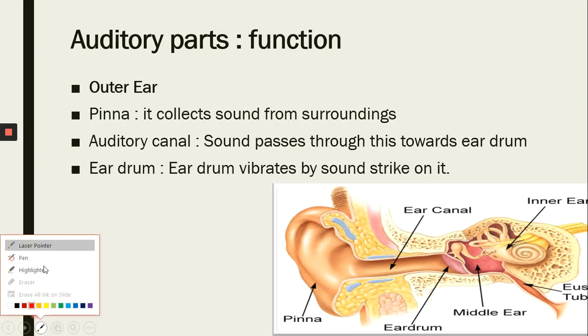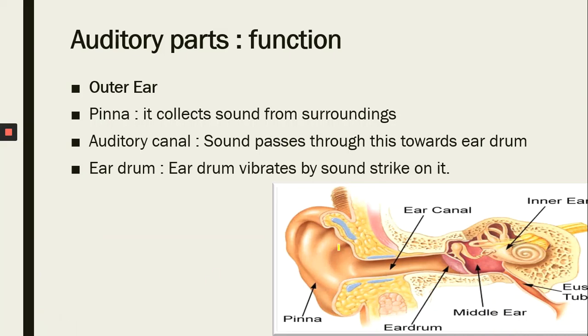So let us discuss it one by one. First is the outer ear. As discussed, the outer ear is divided into three parts: pinna, auditory canal, and eardrum. The pinna collects all the sounds from the surroundings. As you know, the pinna is the outer structure, easily visible from the outside, and it helps to collect sounds.